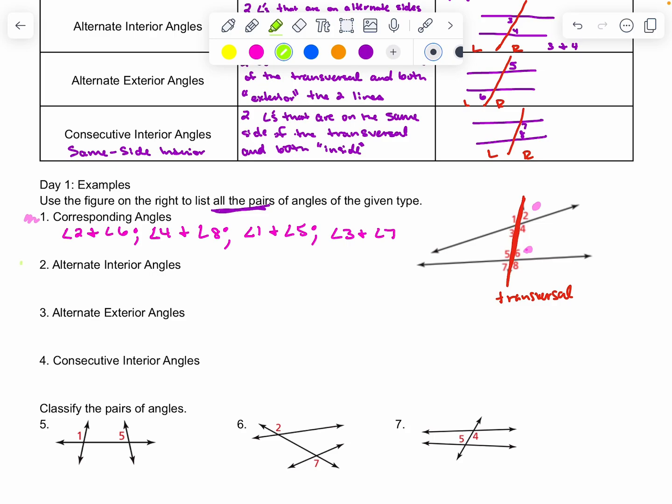Switch up my color. I need alternate interior angles. So if I go with 6, I go on the alternate side of the transversal. So I have to be on the left side of the transversal. And it's kitty corner. It would be 3. Three and 6 make a set. And there's one other set, 4 and 5.